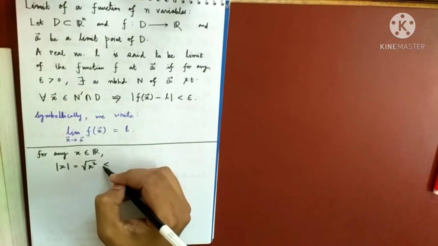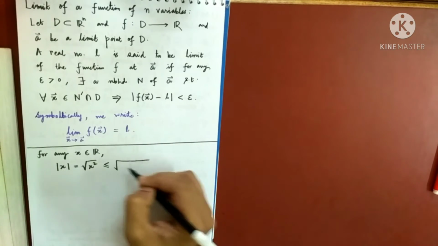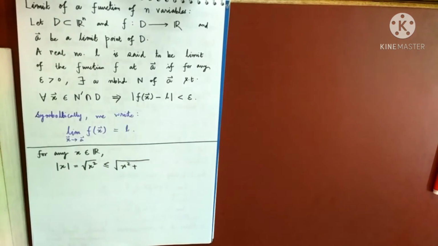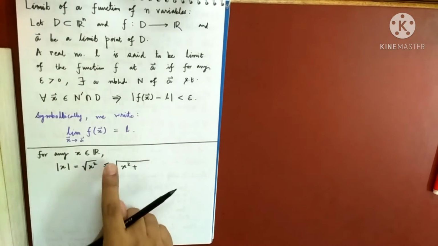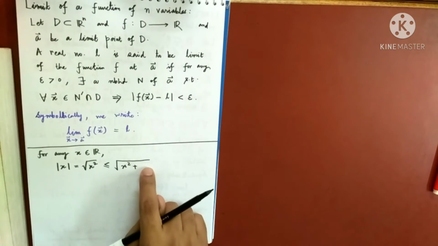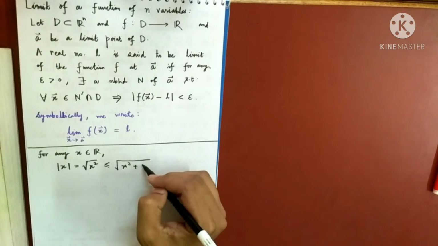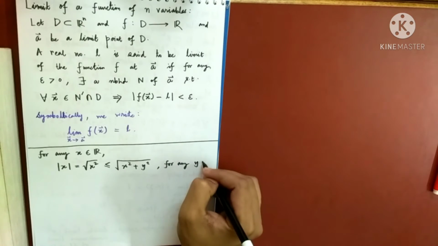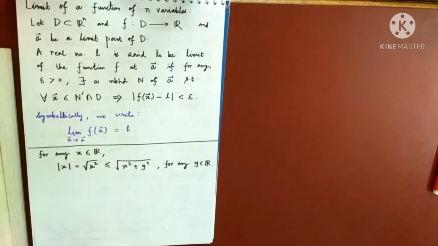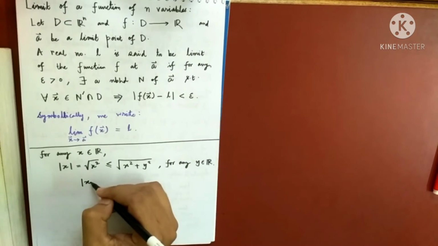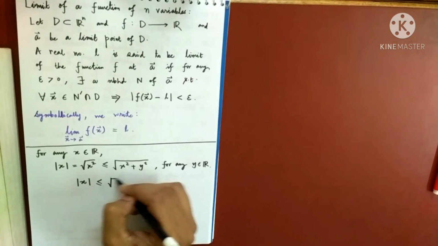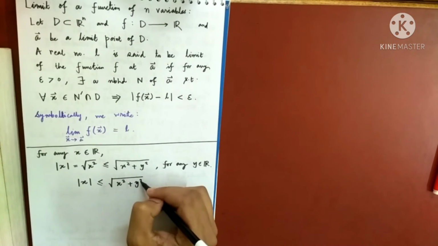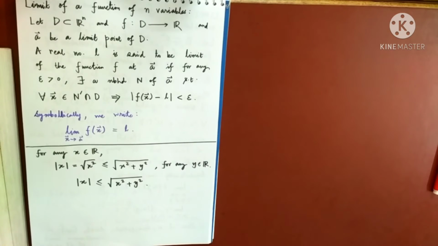And this root over x square will definitely be less than or equal to root over x square plus any number here. I'll choose y square, for any y in R. Did you understand my point? So I'll be using this result most of the times. Mod x is less than or equal to root over x square plus y square. So this is number one that will be used in most of the sums.